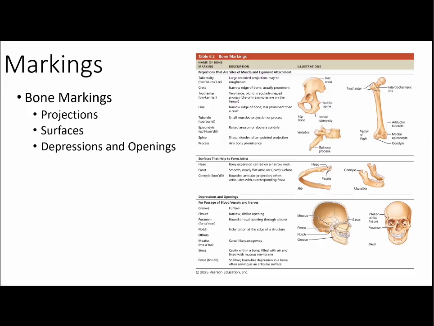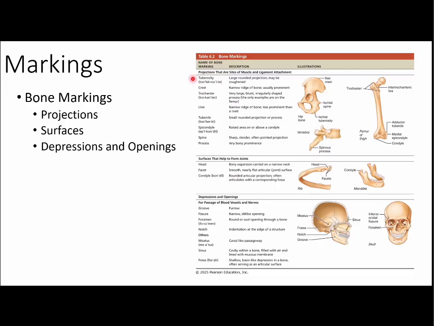In the lab portion of the skeletal system, you actually have to learn all of these markings. This table 6.2 in your book is a fantastic resource for actually teaching you what those markings mean. So when you're going through and you're reading about your tibial tuberosity, it just sounds like a word and it has no significance. But if you come in here, you actually learn that a tuberosity is a large rounded projection.